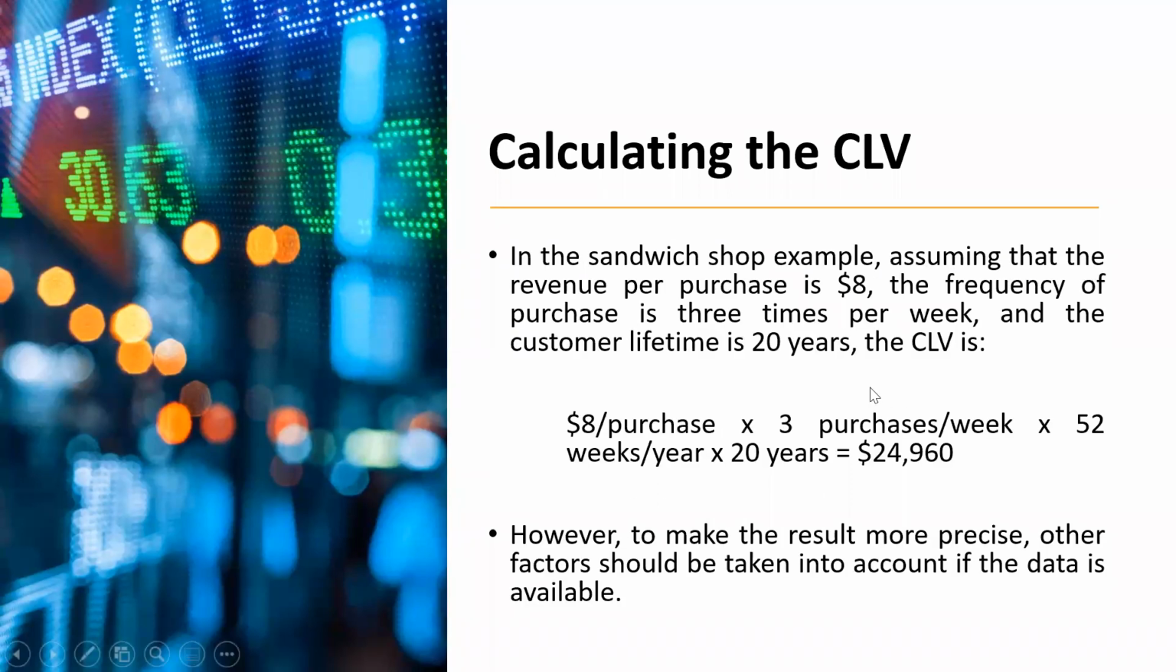Nice. So in this sandwich example, $8 per purchase is the average order value, 3 purchases per week, 52 weeks per year. And on average, a customer would be eating for 20 years, let's say. So obviously $24,960 is what a sandwich maker will get from each customer. However, to make the result more precise, we should consider other factors also if the data is available.